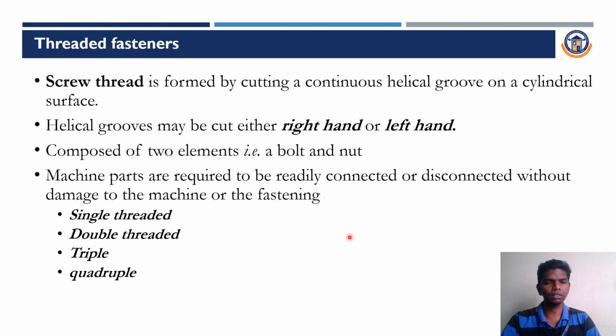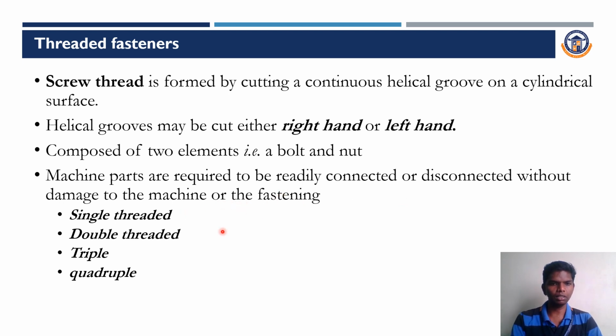Next, threaded fastener. A screw thread is formed by cutting a continuous helical groove on a cylindrical surface. Helical grooves may be cut either right hand or left hand, composed of two elements, that is bolt and nut. Machine parts are required to be readily connected or disconnected without damage to the machine or the fastening.